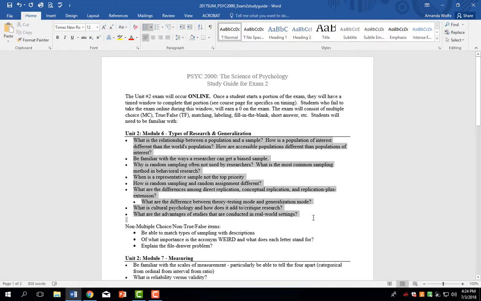So these first ones, from what is the relationship between a population and a sample, down to what are some of the advantages of studies that are conducted in the real world, I find that students do fairly well on, again, because these are multiple choice questions and you should be able to find all of them between the text and the lecture notes. The only one that some students struggle with is this one here, as how is random sampling and random assignment different?